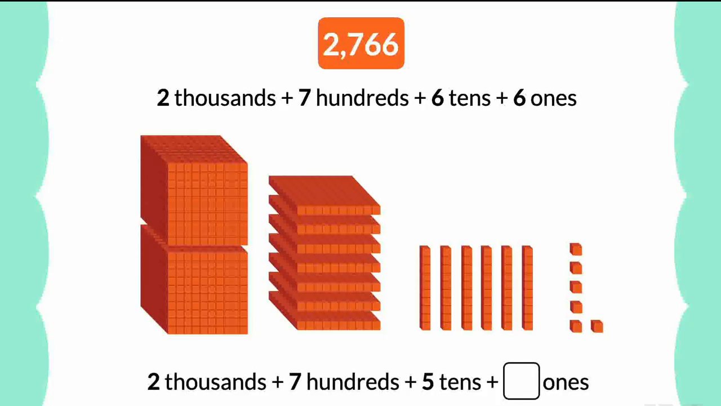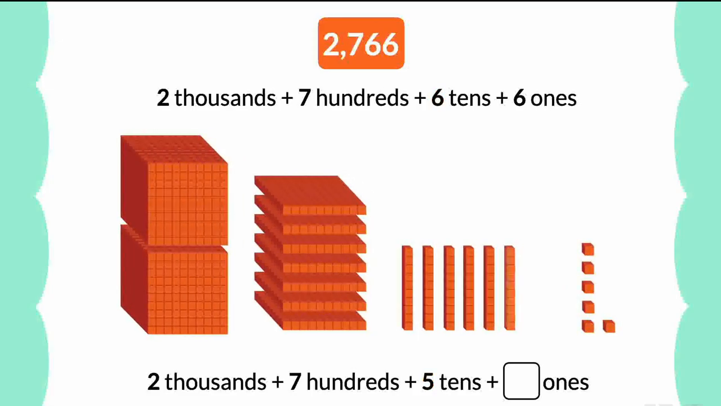2,000s plus 700s plus 5 tens plus some number of ones. Instead of 6 tens, we only need 5 tens. So let's regroup 10 tens as 10 ones. Now we have 5 tens. Let's count how many ones we have. There are the 10 ones we regrouped, plus the 6 ones we started with.